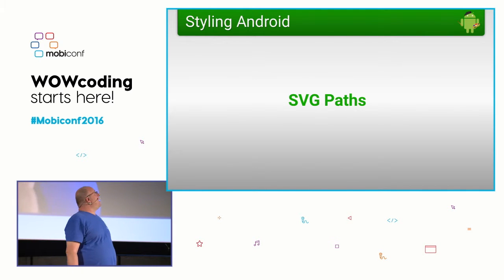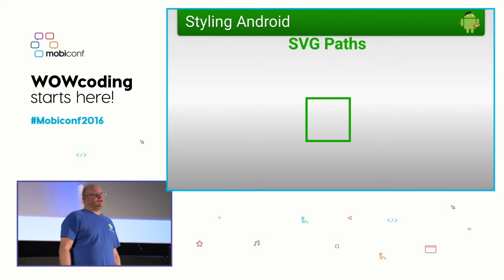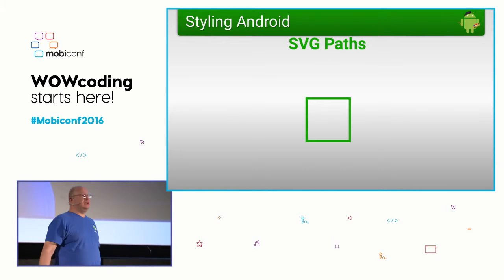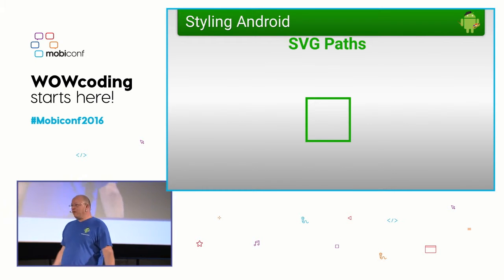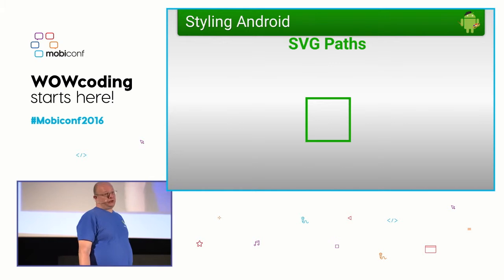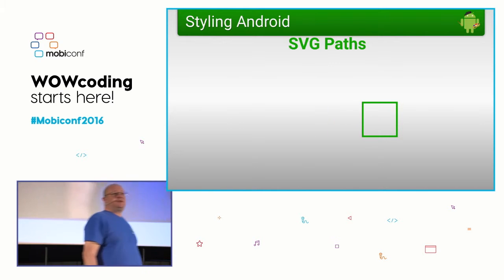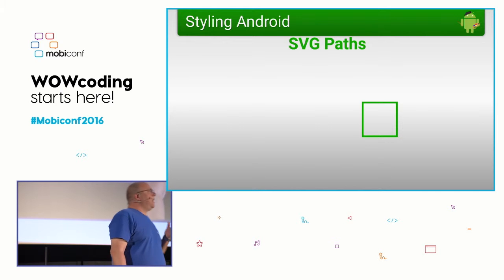So SVG paths. Here's a square. Squares are quite easy to draw. And so what we'll do is we'll use this as an example of how we can draw a square using SVG. So firstly, we need to understand the coordinate space.